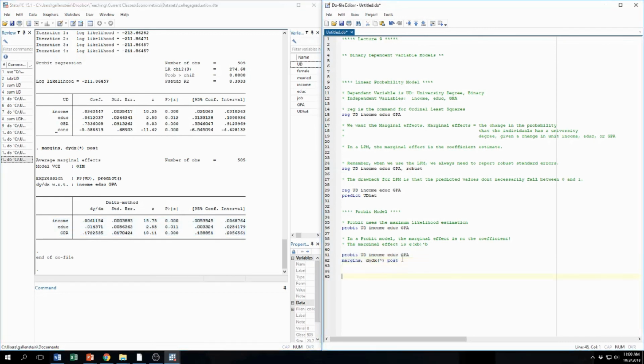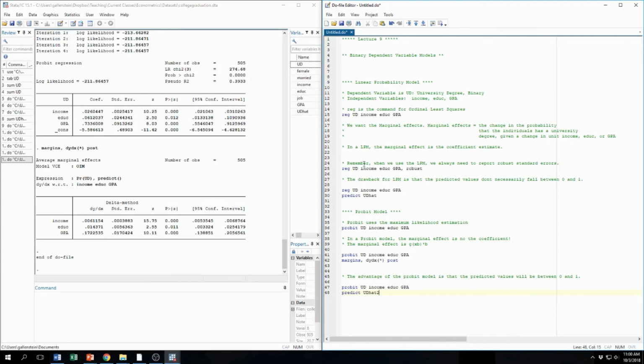Okay, now let's look at the predicted value. Now I mentioned before that the advantage of the Probit model is that the predicted values will be between 0 and 1. So let's do that. Probit UD income EDUC GPA. And we're going to do predict UD hat 2.